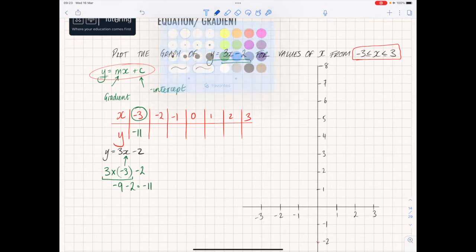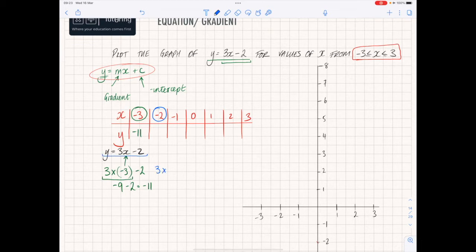Okay, let's see what happens in the second example here. Now we're looking at x being minus 2. So I still use this equation that I've got. And I say 3 times, now x is minus 2. So I take this minus 2 and change that x for minus 2. And it becomes 3 times minus 2, then minus 2, which is minus 6, this first bit. Minus 6 minus 2 gives me minus 8.